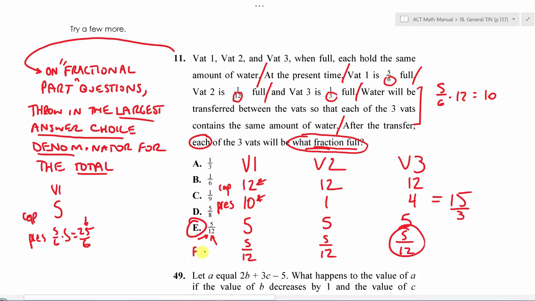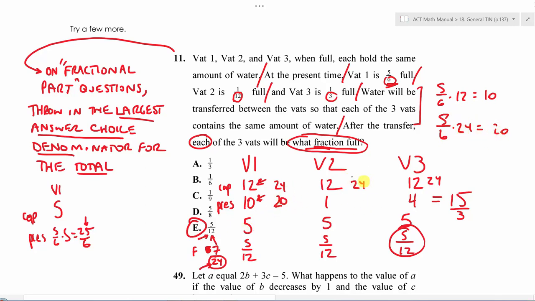We could pretend that there was another answer, let's say 7 out of 24, and then that would be the largest denominator in the answer choices, and we would use the 24. If you use the 24, what ends up happening is you get a capacity of 24, 24, 24. Vat 1 is 5/6 full. Well, 5/6 of 24 is, what is that going to be? It is going to be 5/6 of 24. And again, we can just do this in the calculator. It's going to be 20.